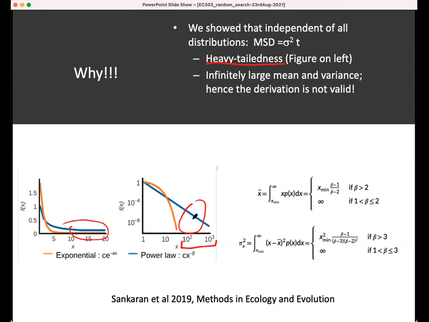Now, beyond the visual differences of what heavy-tailedness is, we can also quantify and find some very interesting mathematical differences between power law and exponential. If you think of exponential and normal distributions, they all have a well-defined mean and a well-defined variance. However, if you think of power law, they have very strange behavior. When the power law exponent is between 1 and 2, the mean value is actually infinitely large.